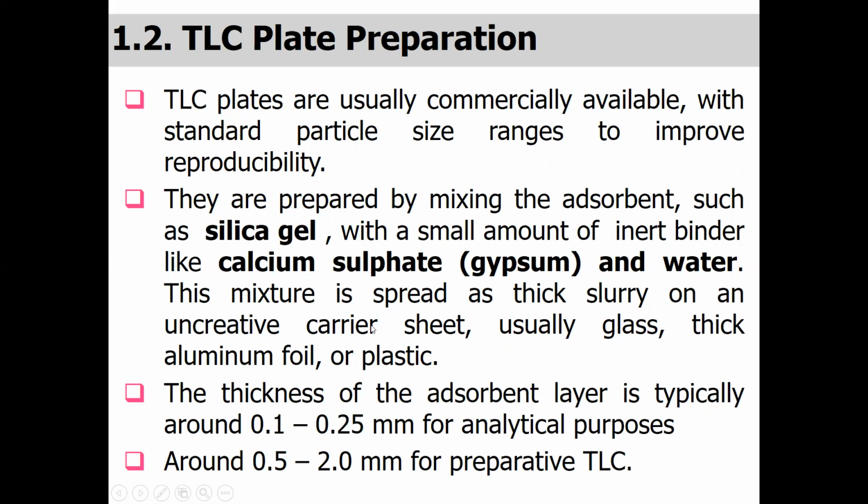Now these coated glass sheets with the silica gel can be preheated in the oven just to remove the water content. Generally the thickness of the layer on the glass sheet or the aluminum foil is around 0.1 to 0.25 millimeter for analytical purposes, and around 0.5 to 2.0 millimeter for preparative TLC, means for use in quantification purposes.